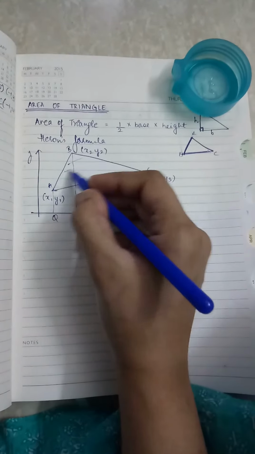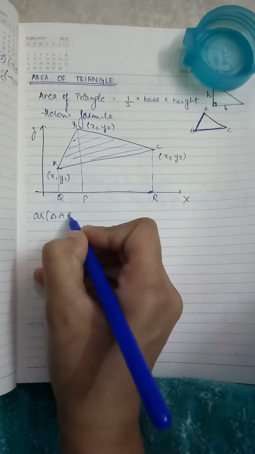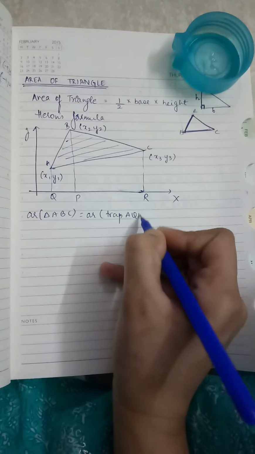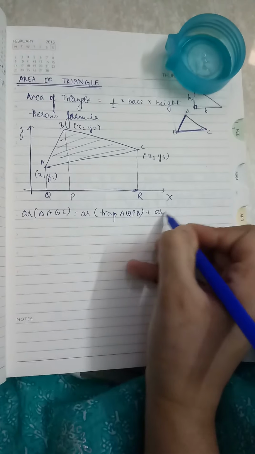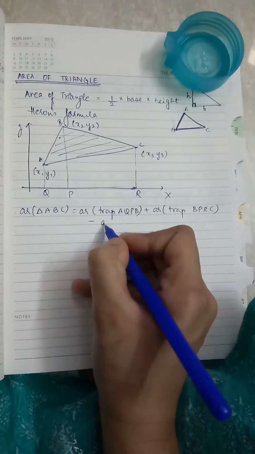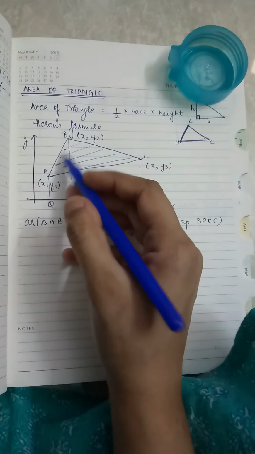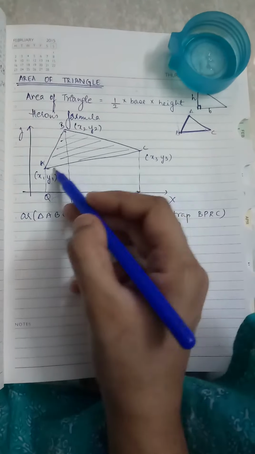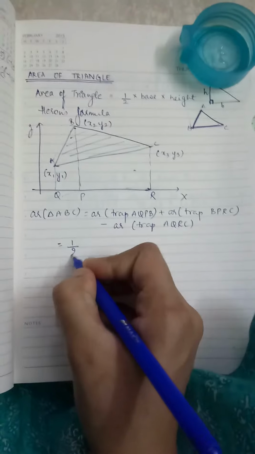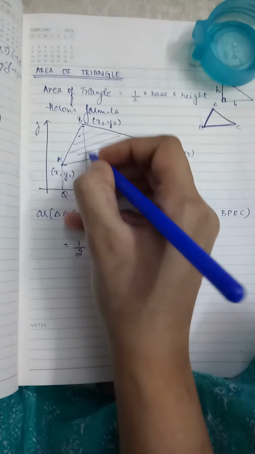So, in order to find the area of this triangle, I can write it as area of triangle ABC equals area of trapezium AQPB plus area of trapezium BPRC minus area of trapezium AQRC, because this is including this plus this and minus this. Area of trapezium is half of sum of parallel sides into height. So these will be the parallel sides.